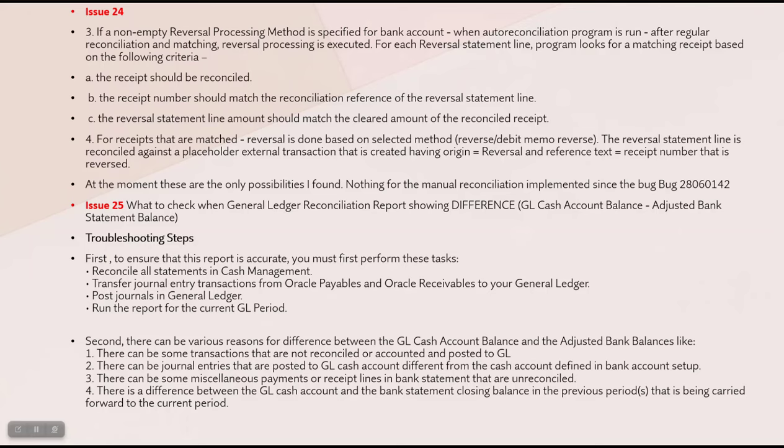Second, there can be various reasons for the difference between the GL cash account balance and the adjusted bank balance. There can be some transactions that are not reconciled, or not accounted and posted to GL. There can be journal entries posted to a GL cash account different from the cash account defined in the bank account setup. There can be some miscellaneous payment or receipt lines in bank statements that are unreconciled, and there can be a difference between the GL cash account and the bank statement closing balance in the previous period that is being carried forward to the current period.